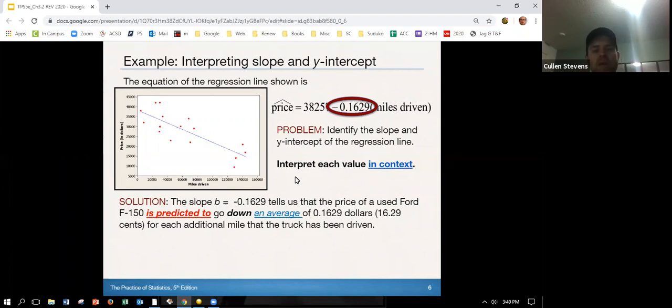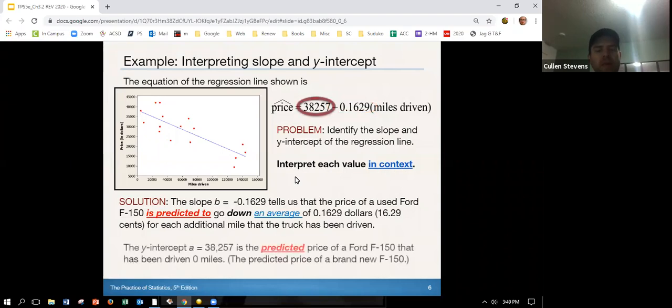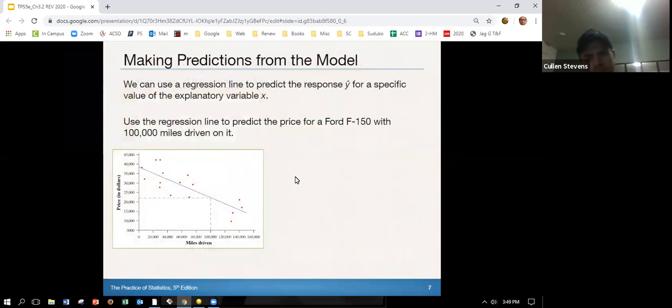Okay. If we take a look at what we have here, this is the y-intercept. So here A is equal to 38,257. What does that mean in context? Well, that means the predicted price of a Ford F-150 that has been driven 0 miles. That's the predicted price of a brand new Ford F-150. Now, this may not be perfect, but we've grabbed these data points and found the line of best fit, or the regression line, and this is what the model tells us, and that's how we would interpret those two in context.